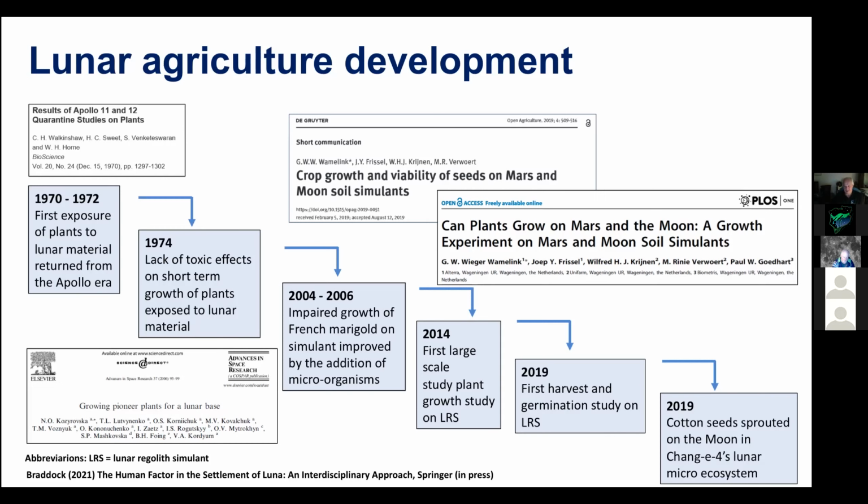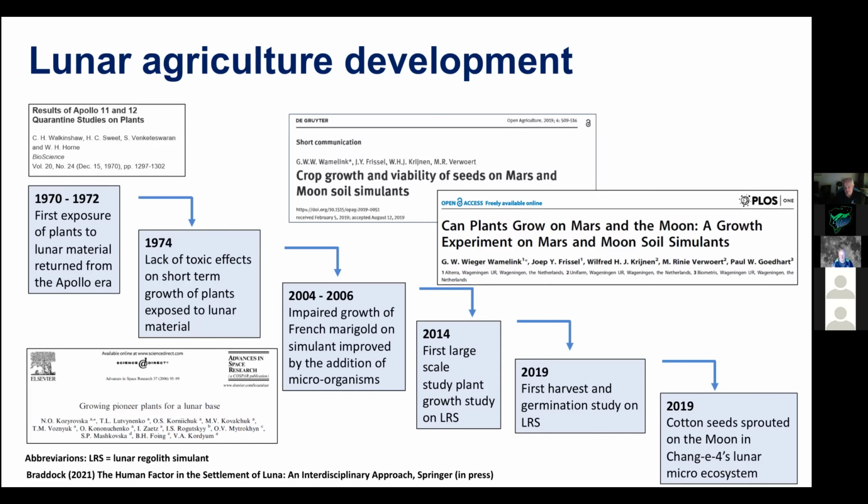It's quite well documented now that the mental health of astronauts, quite rightly, is taken into consideration. So then fast forward another 10 years, and the first large-scale plant study was conducted with a number of plants grown on lunar regolith simulant, and I'll describe those in a moment. And then fast forward another 5 years, and a study was conducted that explored harvesting and germination of these plants, again on the lunar regolith simulant.